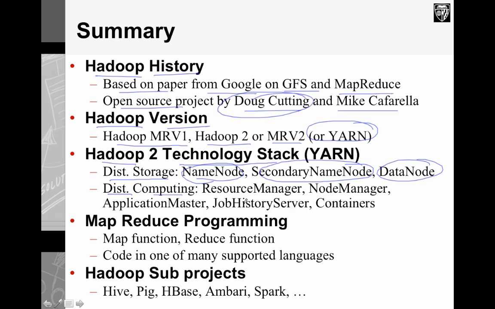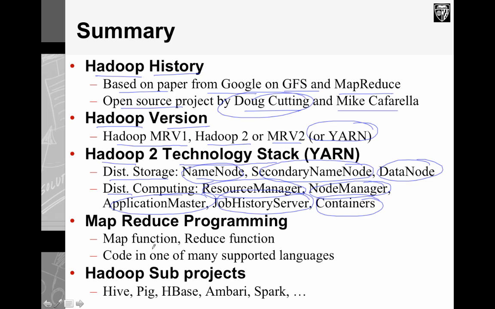For distributed computing, it uses the resource manager daemon as the master daemon for distributed processing. There's also the node manager daemon, which is the slave daemon. And then there's the application master for every job. There is also something called the history server, which is keeping track of all the jobs that have been submitted. And there are these things called containers, which are really your tasks that are running across multiple machines.